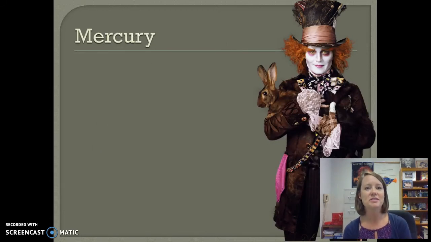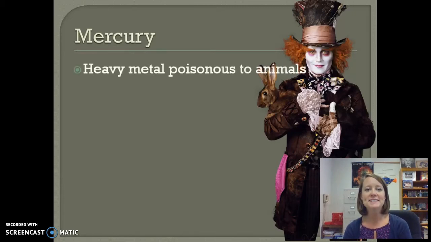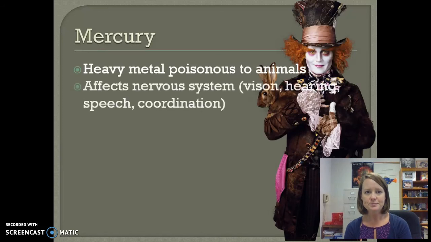Just to highlight one of the pollutants that we're going to talk about is mercury. Mercury is a heavy metal. It's poisonous to animals. It can build up in our tissues and affect our nervous system. It can cause vision problems, hearing and speech problems, lack of coordination, and then it can cause serious problems like insanity. You see I have the picture here of the Mad Hatter.